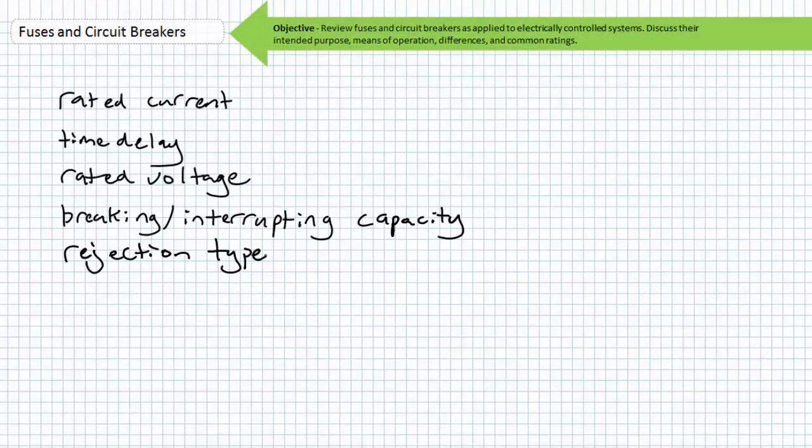Fuses have 5 common properties: rated current, time delay, rated voltage, breaking or interrupting capacity, and rejection type. We'll briefly discuss each property. Rated current. As mentioned previously, the business end of a fuse is a metal alloy strip that quite literally melts when current in excess of its rating travels through it.